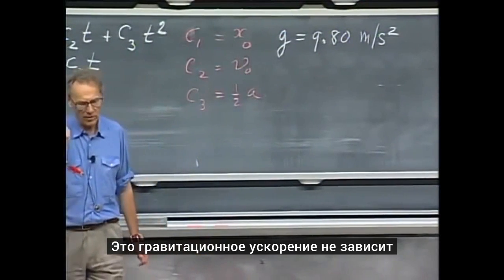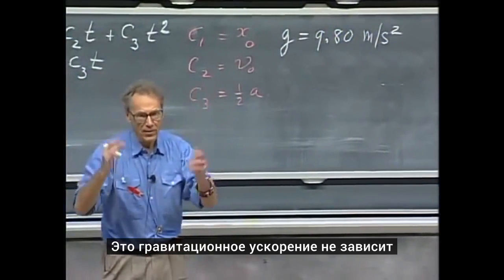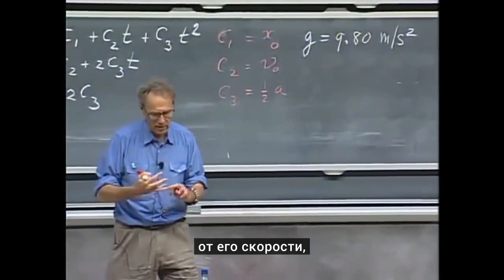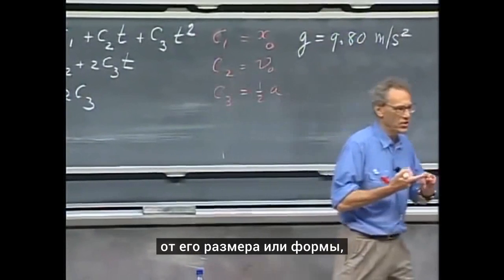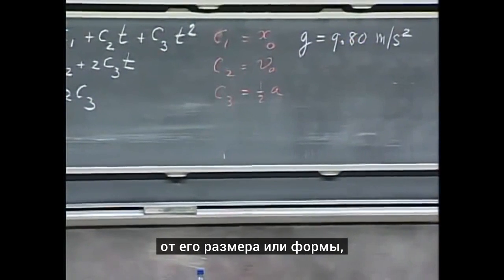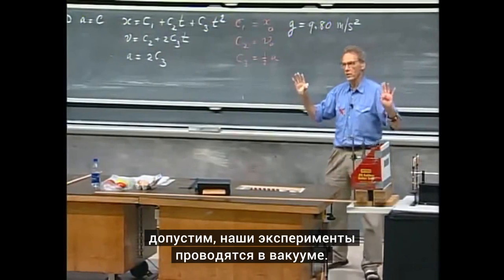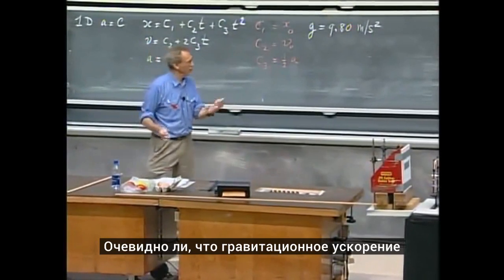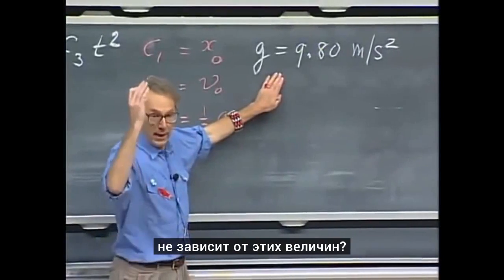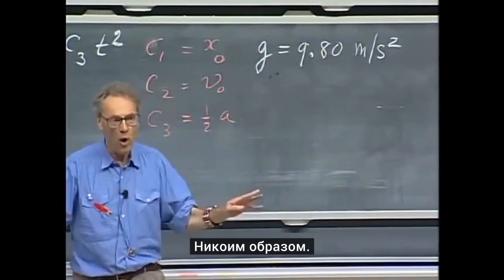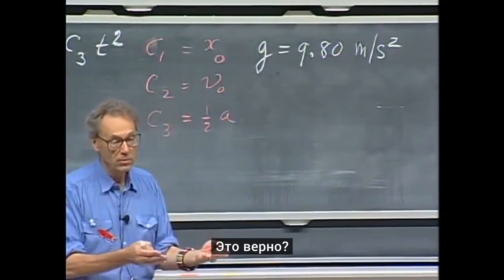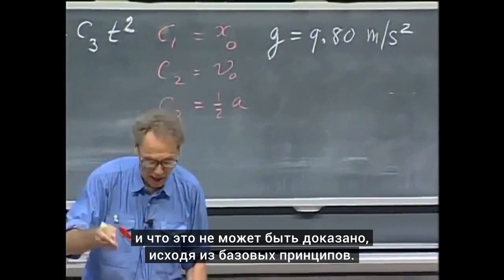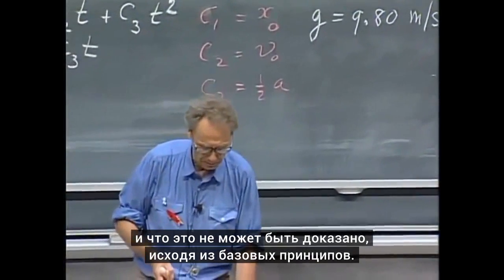This gravitational acceleration is independent of the mass of the object that I drop, of the speed of the object, of the chemical composition of the object, of the size of the object, and of the shape of the object, assuming that we have no air drag, assuming that these experiments are done in vacuum. Is it obvious that the gravitational acceleration is independent of all these quantities? By no means. Is it true? We think so. But I want you to appreciate that it is not obvious and it cannot be proven from first principles.